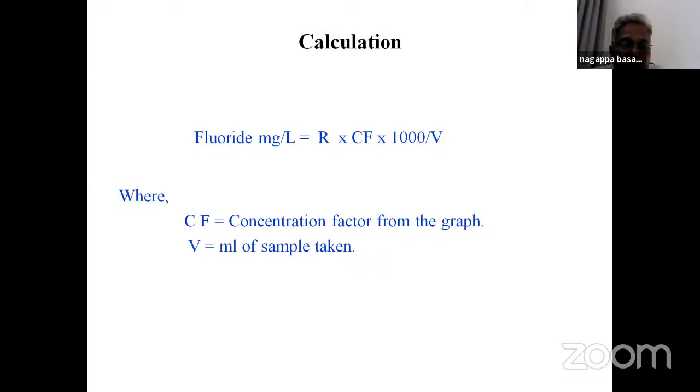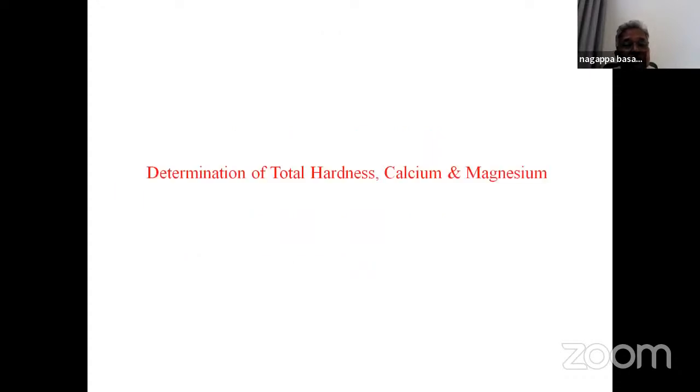Fluoride in milligram per liter is equal to reading into calibration factor into 1000 divided by ml of sample taken. This is the equation you have to use to estimate the fluoride content in borewell water, river water, lake water, or wastewater. The same method we can use.